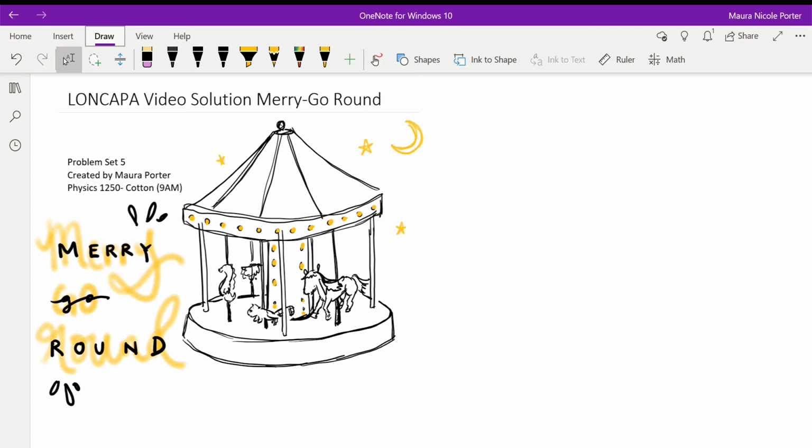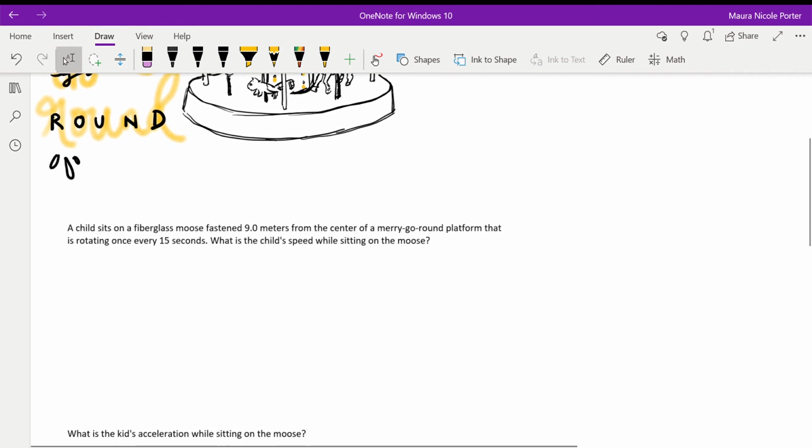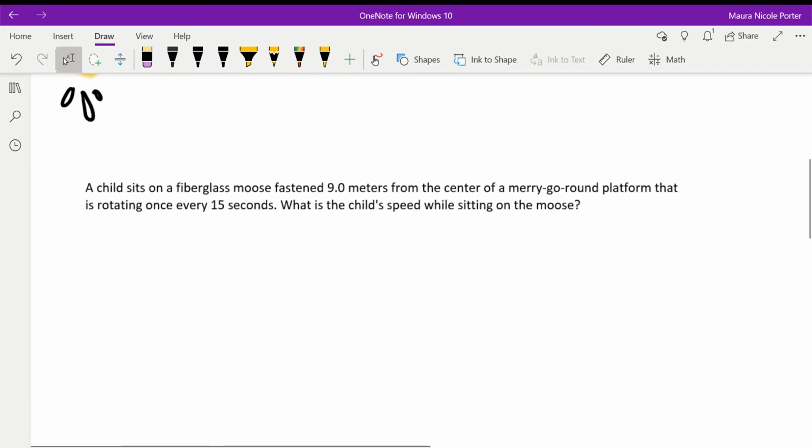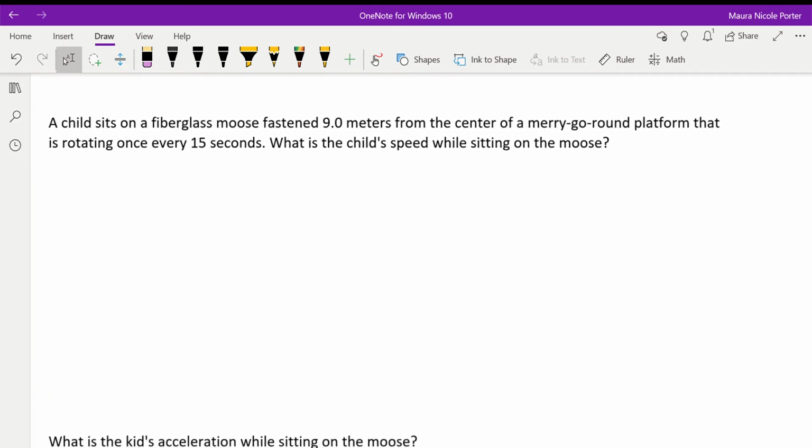Hey guys, so today we're working on the LON-CAPA video solution for the merry-go-round problem from problem set 5. The question reads: a child sits on a fiberglass moose fastened 9 meters from the center of a merry-go-round platform that is rotating once every 15 seconds. What is the child's speed while sitting on the moose?